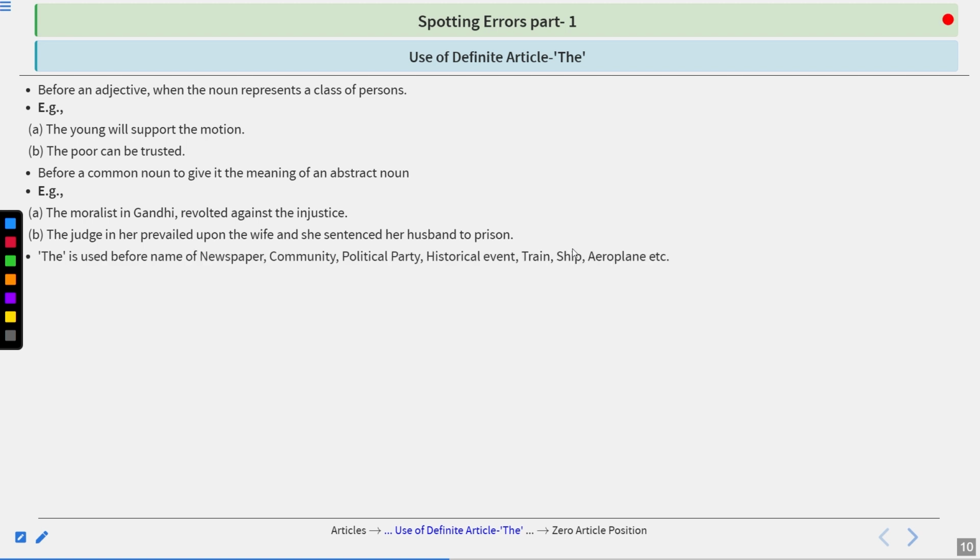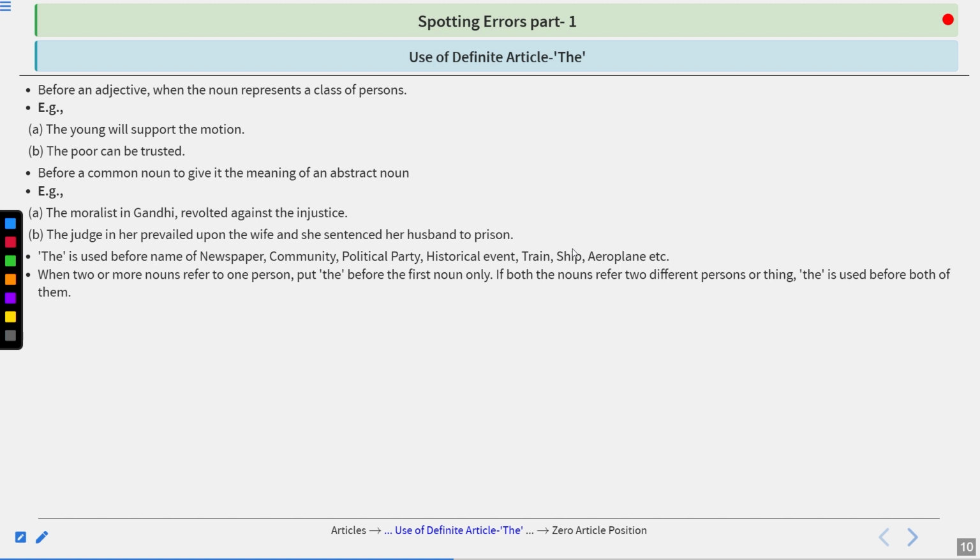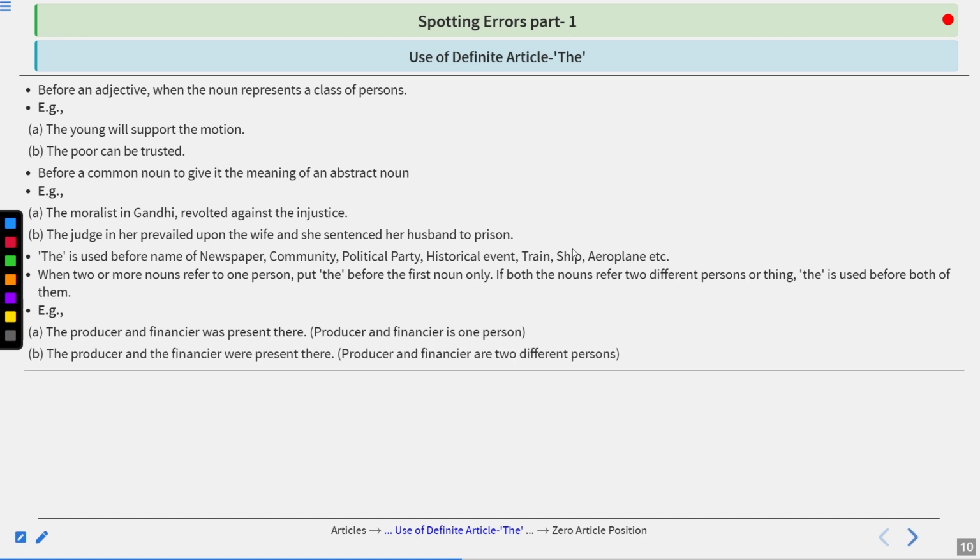"The" is used before the name of a newspaper, community, political party, historical event, train, ship, airplane, etc. When two or more nouns refer to one person, put "the" before the first noun only. If both the nouns refer to two different persons or things, "the" is used before both of them. Example: the producer and financer was present there. Producer and financer is one person. The producer and the financer were present there. Producer and financer are two different persons.